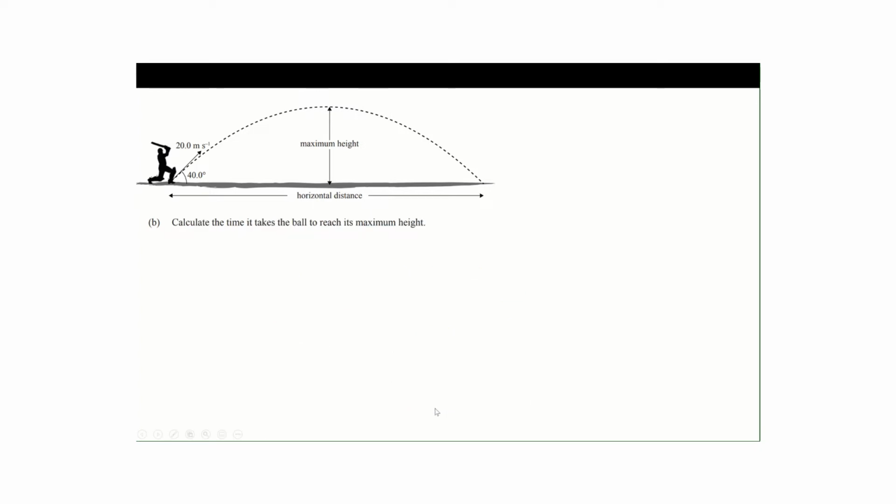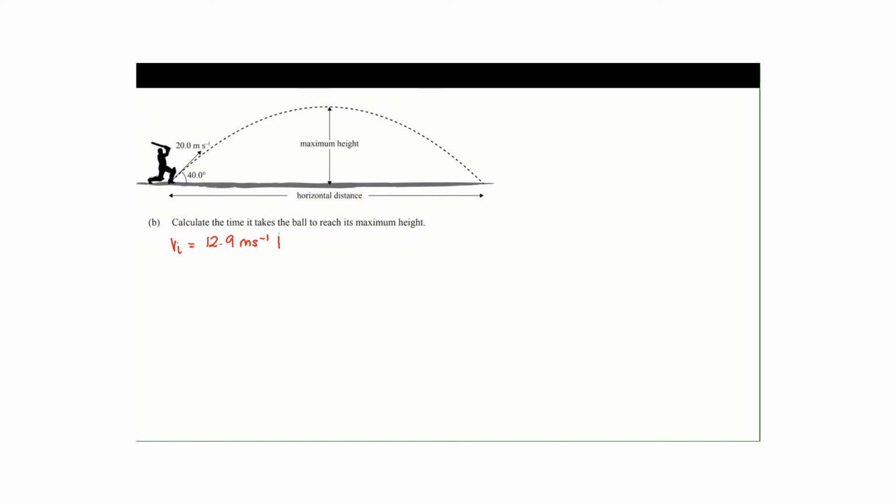Let's have a look at the next part of the question. Calculate the time it takes the ball to reach its maximum height. This is looking at the problem from a vertical aspect, and that is what we're interested in. We know vertically gravity has an effect, so we need to use the equations of motion. The first step is to write down what we know. We have the initial velocity in the vertical direction as 12.9 meters per second. This is the one that we calculated in part A.